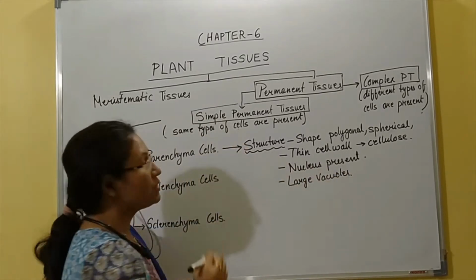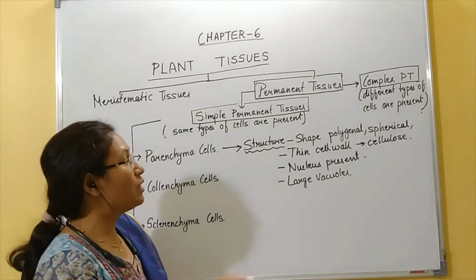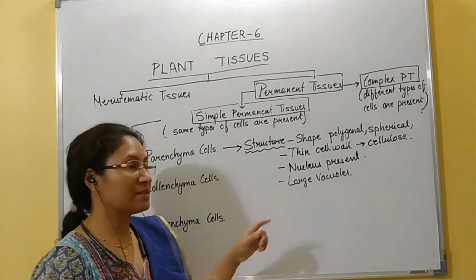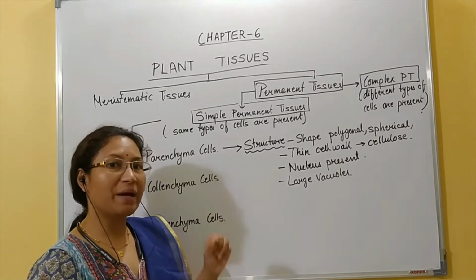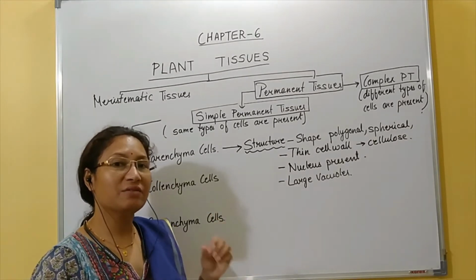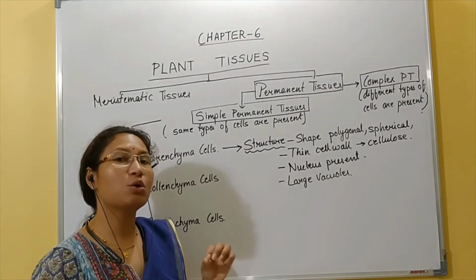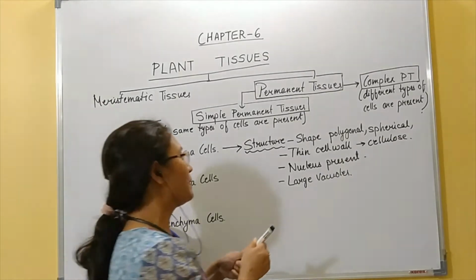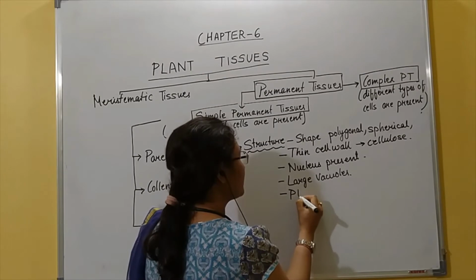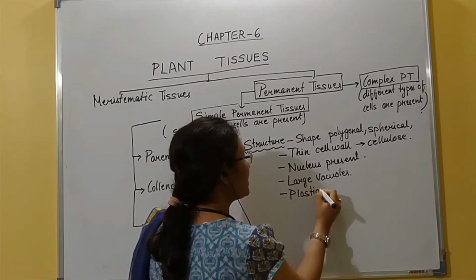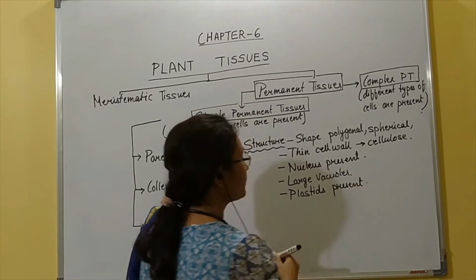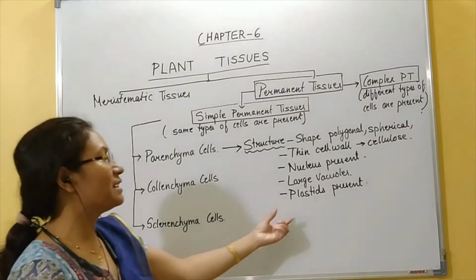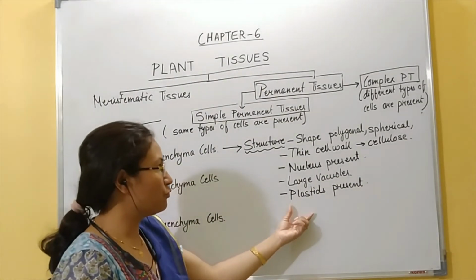Now some of these parenchyma cells will also perform photosynthesis. Those cells which perform photosynthesis among the parenchyma cells are given a special name, which is called chlorenchyma cells. So there will be plastids present. Plastids will be present. And they also store a large amount of food.